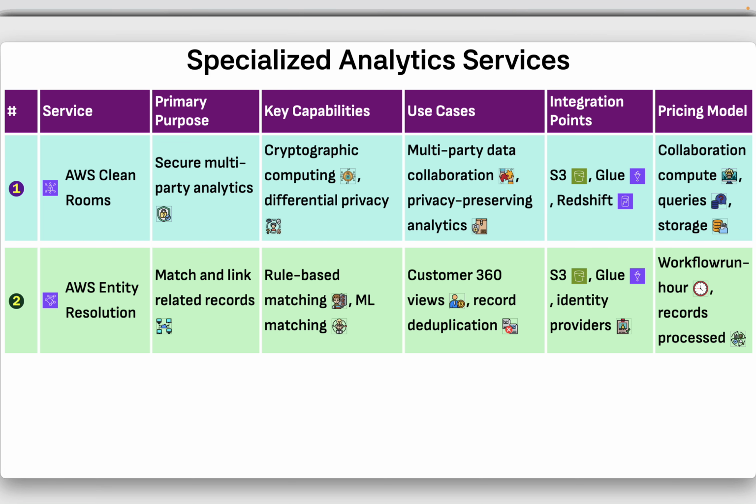Next, AWS Entity Resolution. So primary purpose is match and link related records. Key capabilities are rule-based matching and ML matching. Use cases: customer 360 views, record deduplication. Integration points: S3, Glue, identity providers. Pricing model: workflow run hour and records processed.